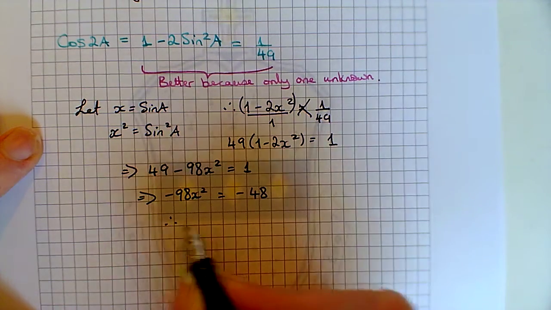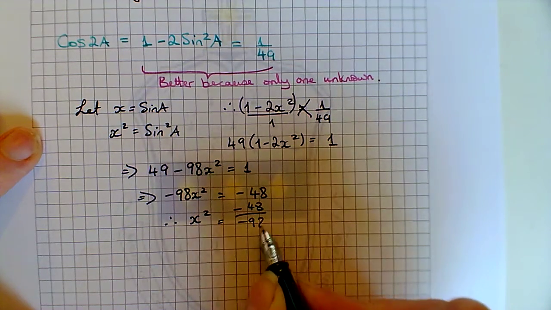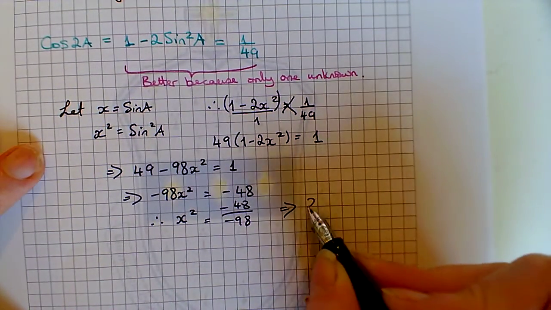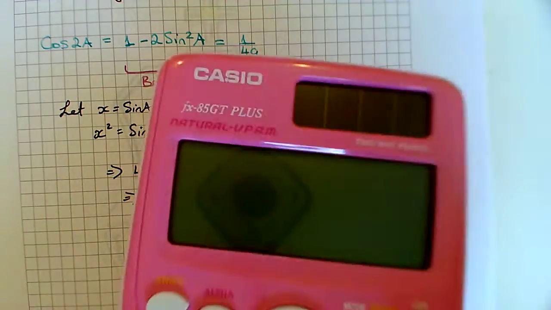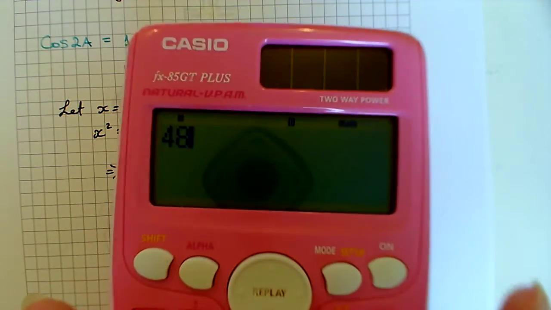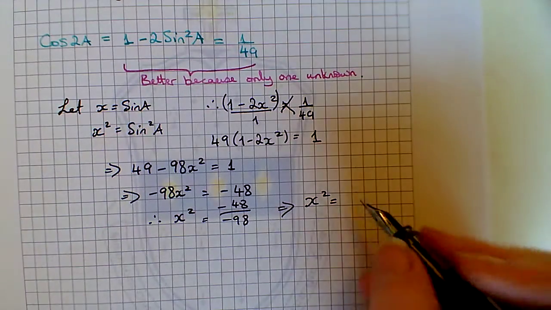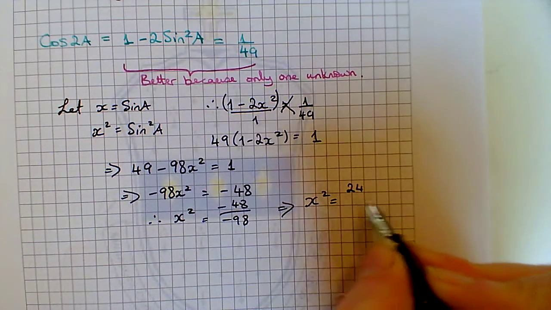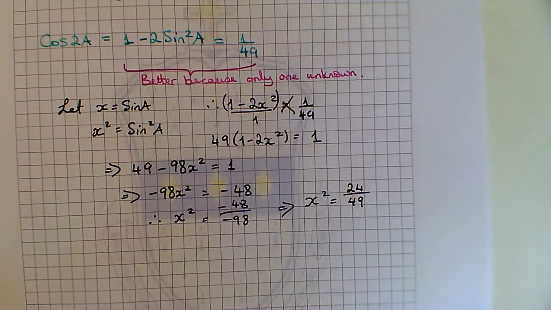And x squared is going to be minus 48 over minus 98. Put it into your calculator, it's not quite a half, but it does simplify. The minuses will cancel, and that's the same as 48 over 98, which gives us 24 over 49. 24 over 49.